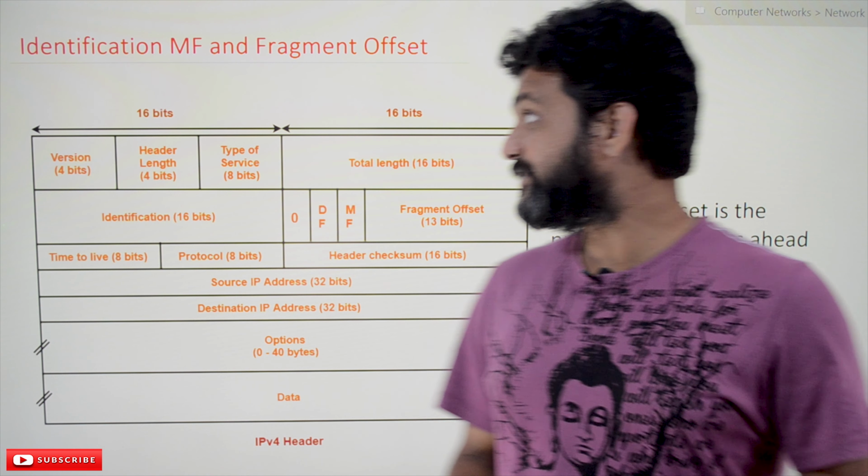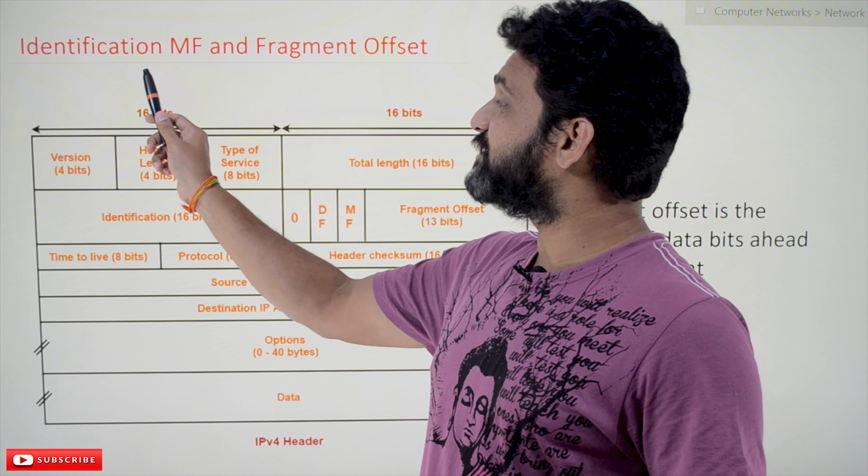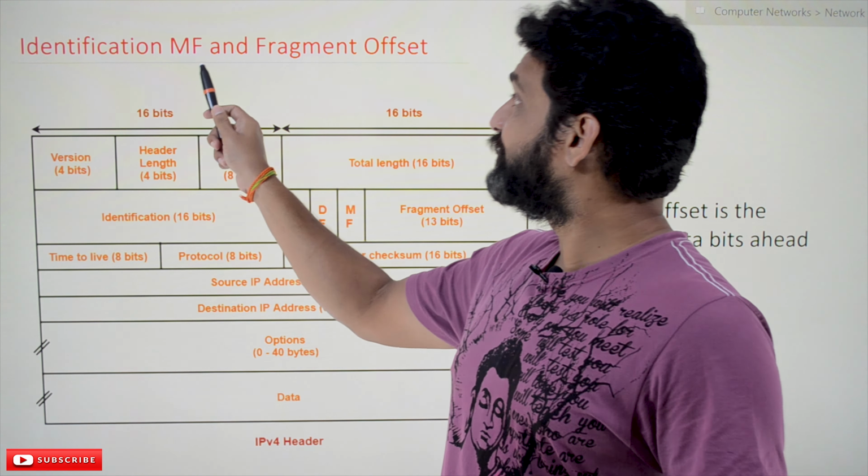I am Vikram. In this class, we'll try to understand identification, MF, and fragment offsets. So these are the fields of the IPv4 header. Some of the fields of the IPv4 header have already been discussed in our previous videos, and the concepts related to these fields have already been covered.